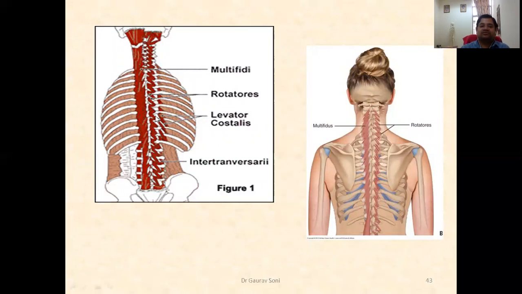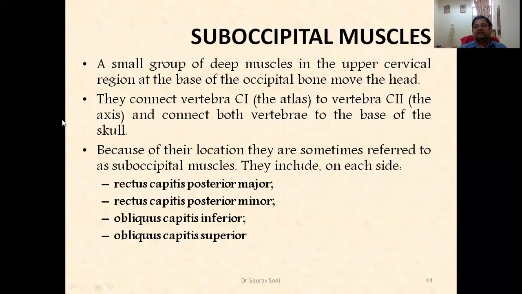Levator costarum, one of them, goes to attach to the lateral angle of the rib, the lower one. Then intertransversalis runs from one transverse process to the other transverse process, and interspinalis runs directly from one spine to the other spine. So these will be the segmental muscles.